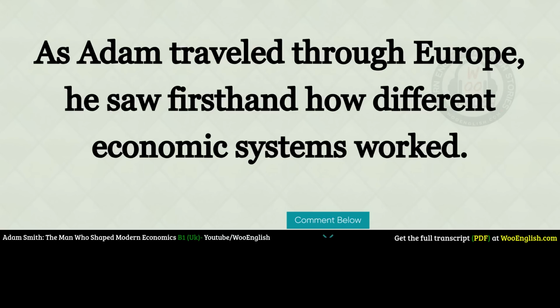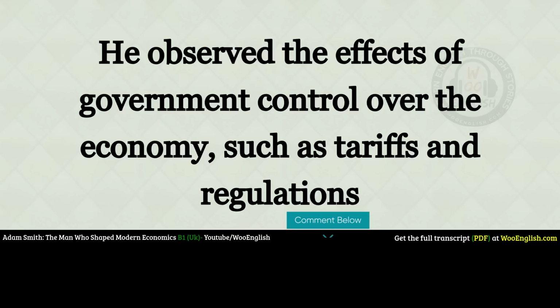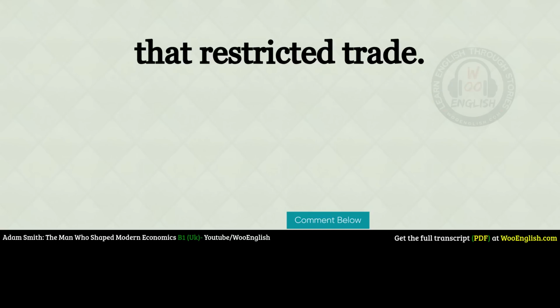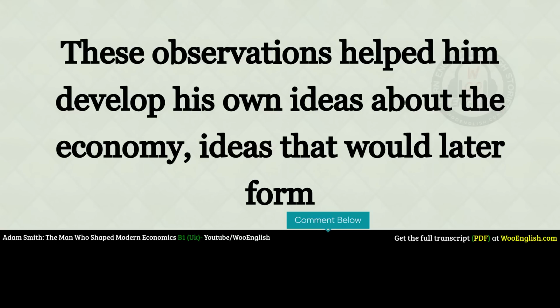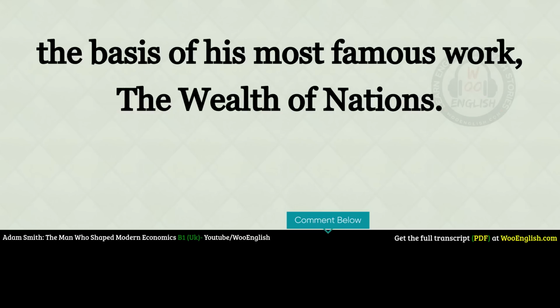As Adam traveled through Europe, he saw firsthand how different economic systems worked. He observed the effects of government control over the economy, such as tariffs and regulations that restricted trade. He also saw the benefits of free markets, where competition drove innovation and efficiency. These observations helped him develop his own ideas about the economy, ideas that would later form the basis of his most famous work, The Wealth of Nations.